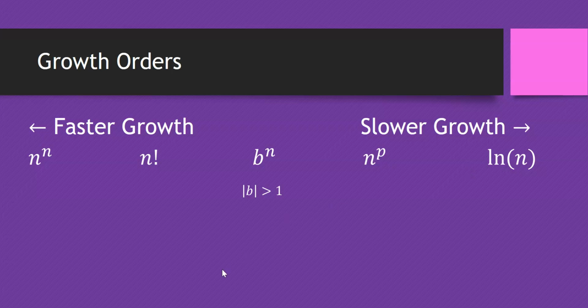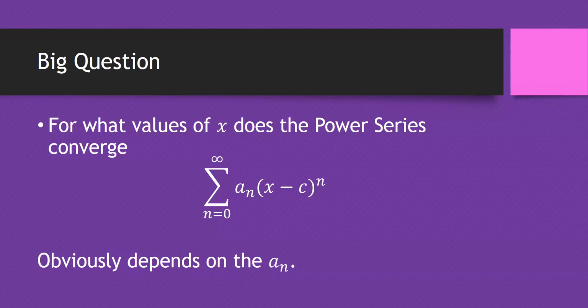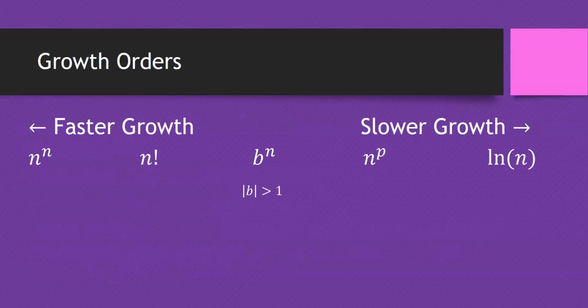And the other thing that you should notice here is that right in the middle, we have b to the n. We have this geometric type growth. And if you think about this power series, what do we have here? X minus c to the n. So this x minus c is actually a base for a geometric growth. So that's going to come into play.